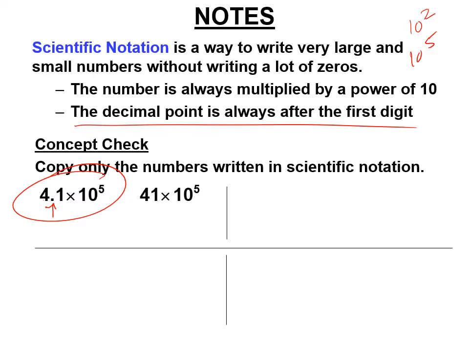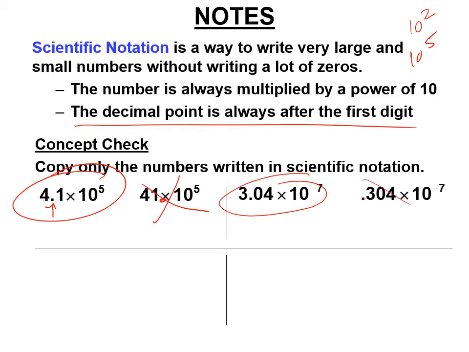It cannot start with 41 because the decimal point's in the wrong spot. It has to be after the first digit, the 4. So that can never be an answer. Same thing here. Which one has the decimal in the right spot? The first one. It can't be in front either.